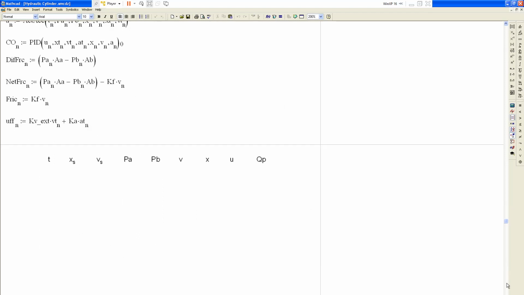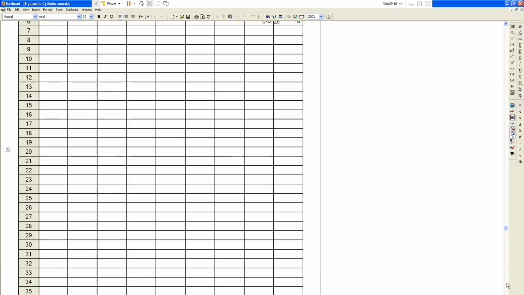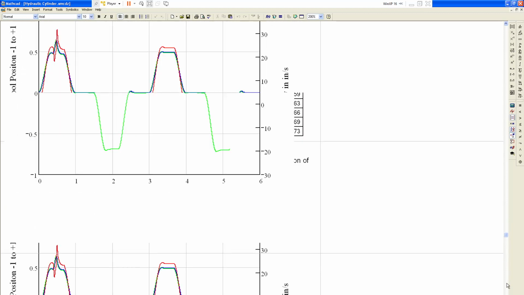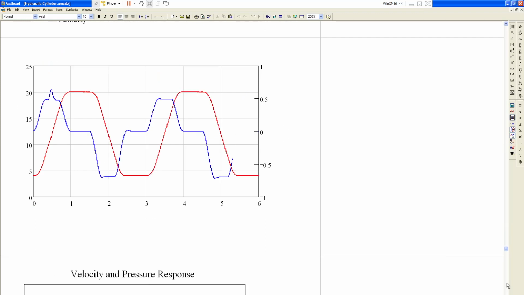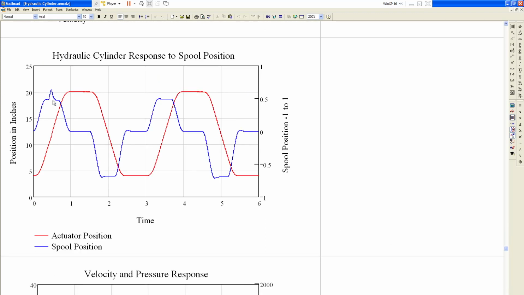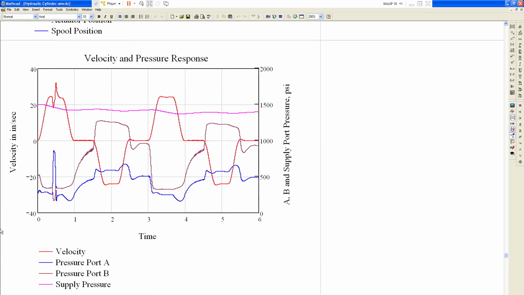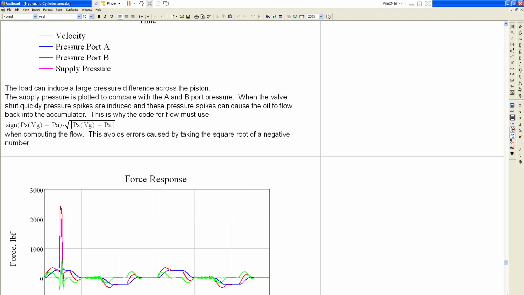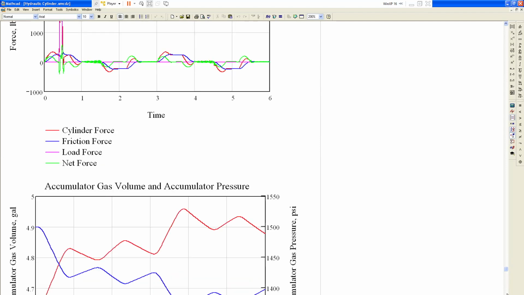But the big thing is that down here, I can solve the differential equations and do a very good simulation. This is where I simulate a bump or an obstruction in the cylinder. And you can see I can plot out the supply pressures, the pressures on the A side, pressures on the B side, velocities. Come down here a little bit more. There's where I simulate the force impact on the piston. This is where I'm simulating the gas accumulator volume.